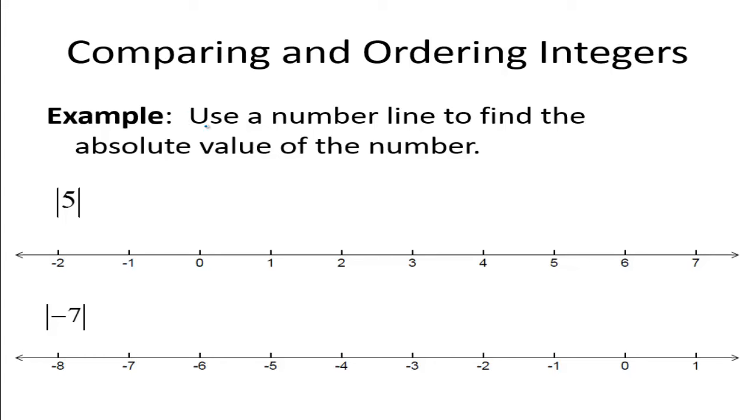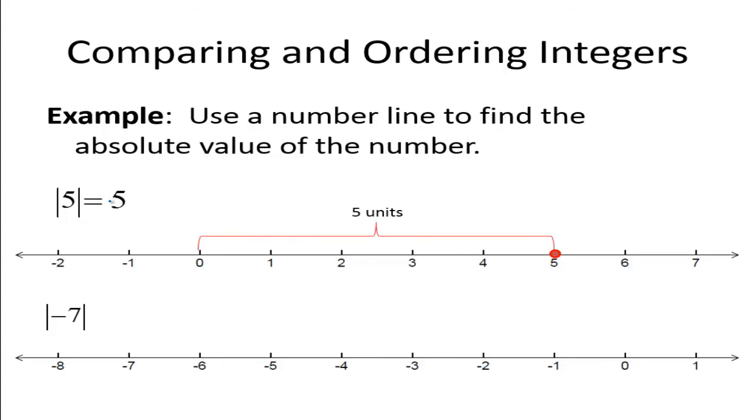Here I have an example. It says, use a number line to find the absolute value of the number. So here they're asking, what is the absolute value of 5? Notice, remember that absolute value refers to distance. How far is 5 away from 0 on the number line? So here's 5 right here. And now I'm going to count how far 5 is from 0. So I start at 5. I count 1, 2, 3, 4, 5. 5 is 5 units away from 0. So that means that the absolute value for 5 is equal to 5.